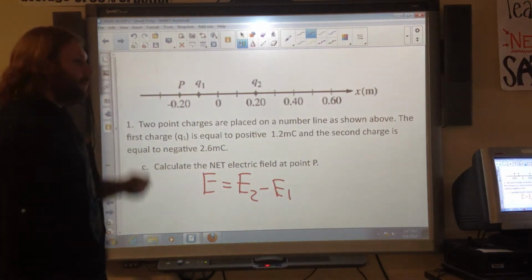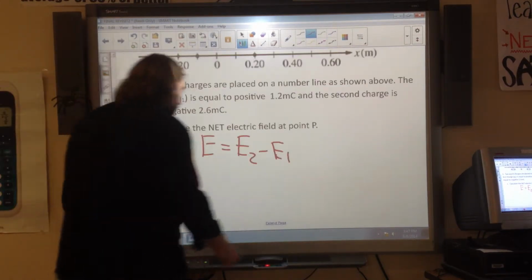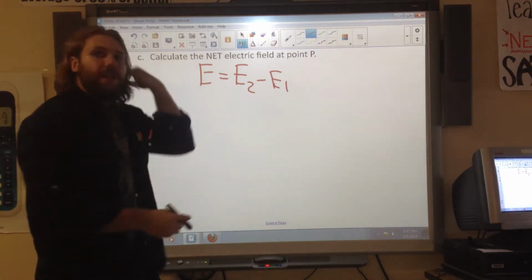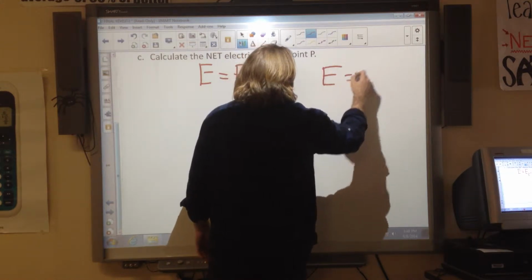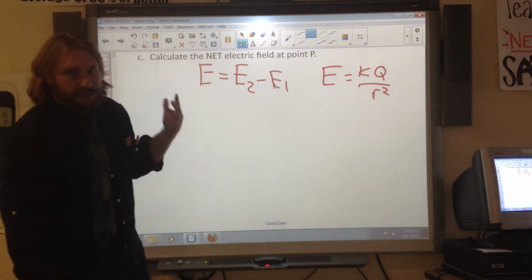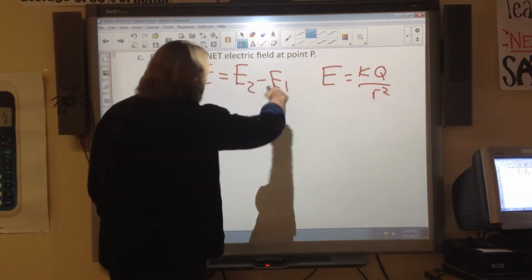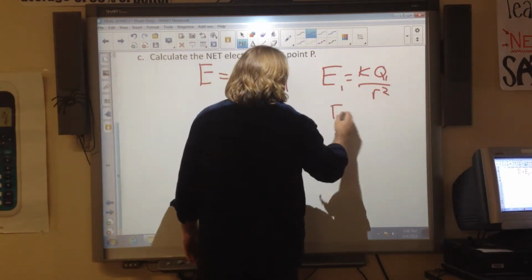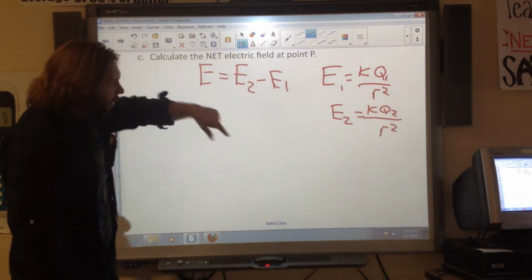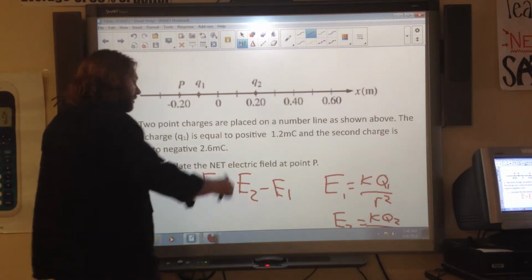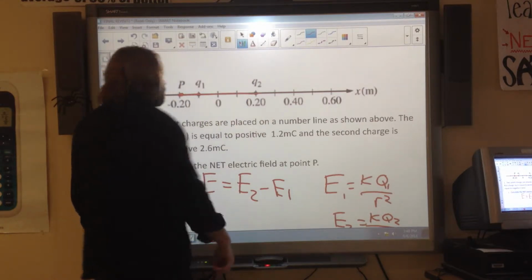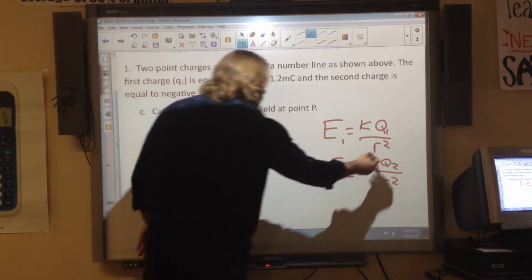I use my electric field from E2 and from E1. Well, I don't know what E2 or E1 are yet. I need to use my equation. I go back, and remember, from a point charge, the electric field equation is E equals K, same K from before, Q over R squared. It's the force equation without the second Q. So I can do it twice, for Q1 and Q2. And that R, that radius, is the distance from point P to the charge. So these two R's should be different as well.